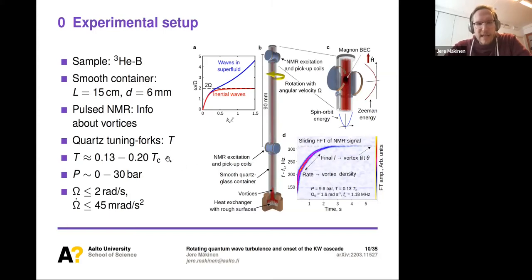All right, so we are working in the zero temperature limit, essentially between 0.13 and 0.2 Tc. We have made measurements in more or less the whole accessible pressure range for the liquid, meaning 0 to 30 bars. And we are working at rotation velocities below roughly 2 radians per second, using this kind of angular accelerations.